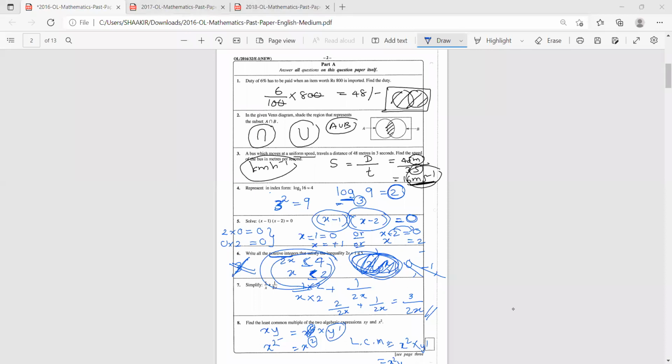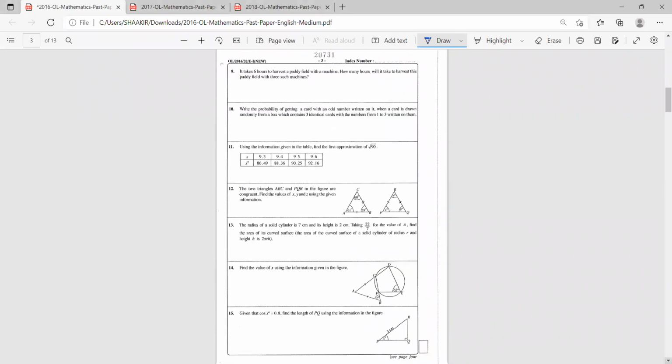Okay, so let's go to the next page. In the next page, 9th question. Okay, so this one is inverse proportion. So you all know what is inverse proportion. Now, when one quantity increases, the other quantity will decrease in the same ratio. Or if one quantity decreases in a certain ratio, the other quantity will increase in the same ratio. Something like when one is increasing, the other one will decrease.